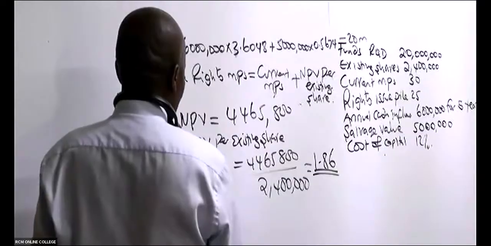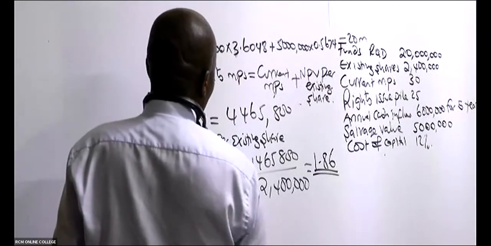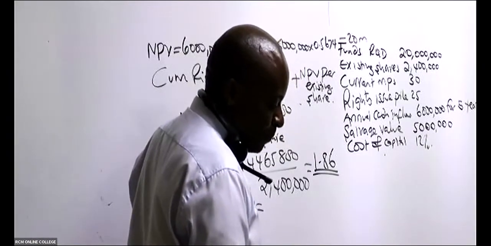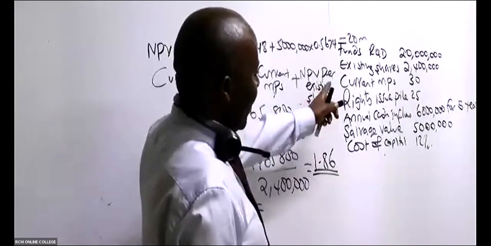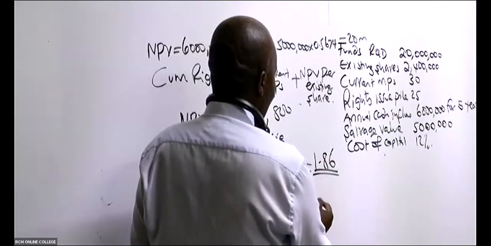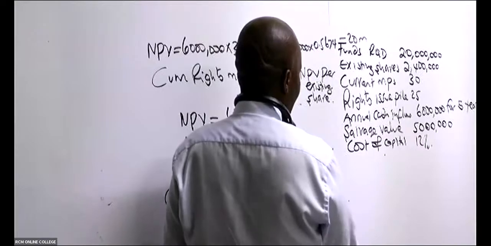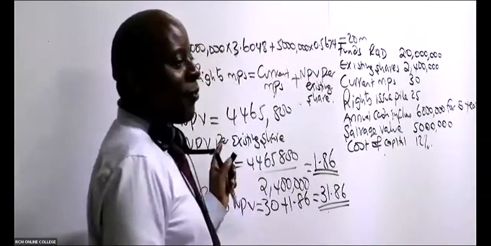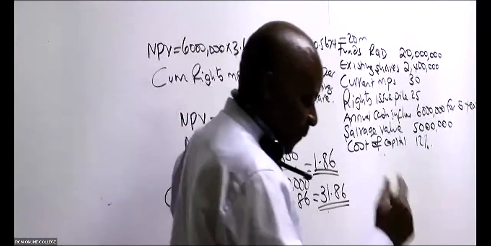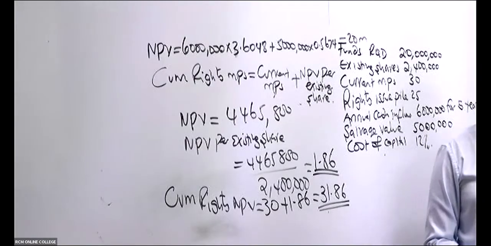With these rights, NPV will be equal to, what is the current market price per share? Yeah, it is 30. So you take 30 plus 1.86, isn't it? Which will end up giving me 31.86. Please don't forget this. If they tend to bring it this semester, very few students will be able to get it right, but fortunately you'll be among those few students.